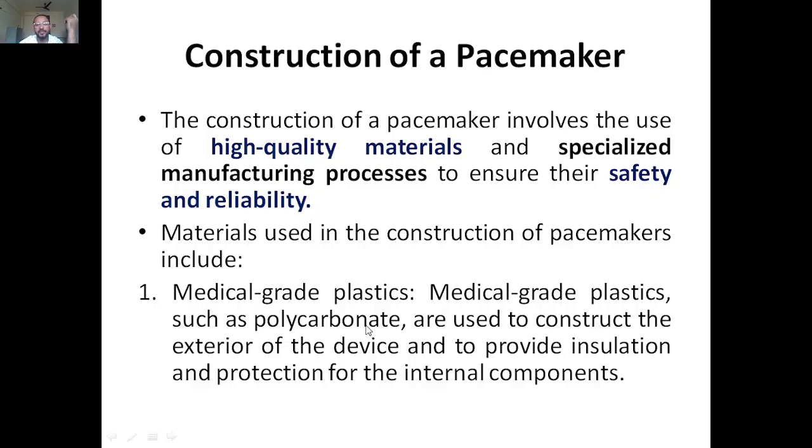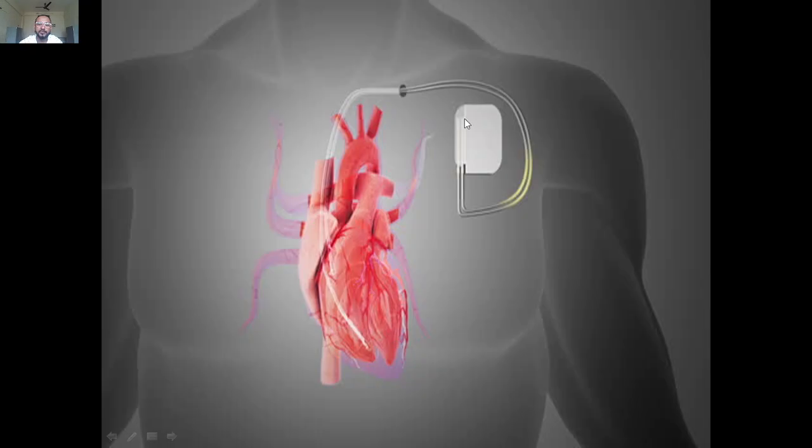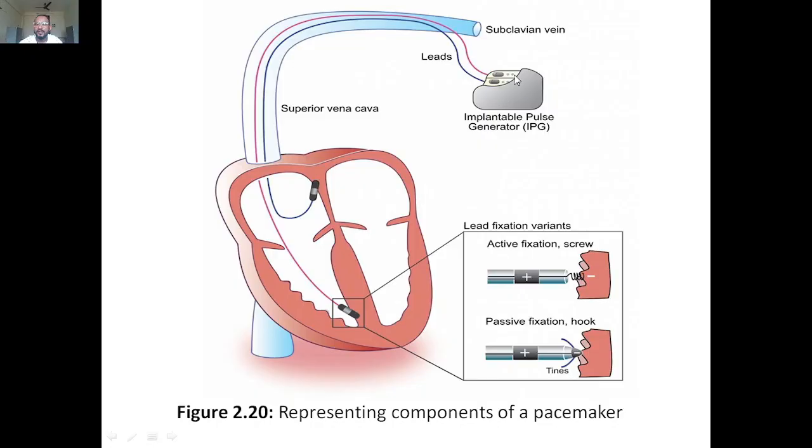An example is polycarbonate. Polycarbonate will act as a medical grade plastic that is used to construct the exterior of the devices, that means the outer part, to provide insulation and protection of the internal components. So this polymer will be used for this white part that you can see now, to provide insulation for whatever is present inside the generator, the impulse generator. And it will be safe.